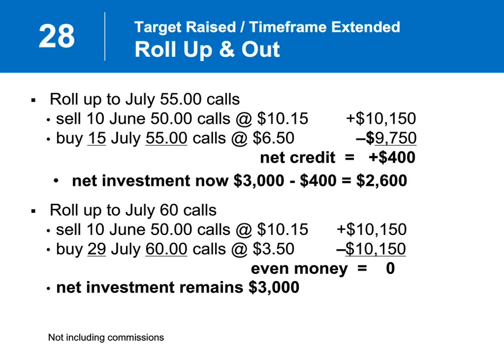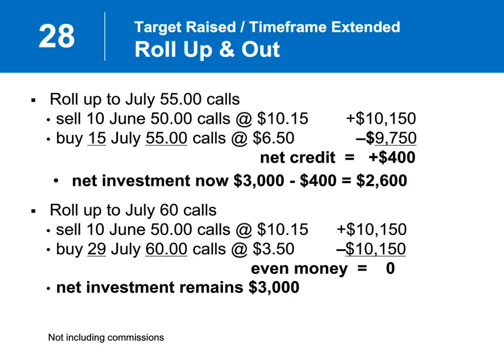And we turn around and sell 10 of the June 50 calls. We get to take in the $10,150 by selling them for 10.15. We decide to roll up to the July 55 calls, and we get to buy 15 of them. So we know the stock's $60. So they're trading for $6.50 because we've rolled out in time. So there's $5 of intrinsic value, $1.50 of time value, and we get to roll into 15 of these July 55s, and we get to do that for $9,750. So the net of that spread is a $400 credit to us, which again is going to reduce our net investment from $3,000 down to $2,600. So that's rolling out to the July 55 calls.